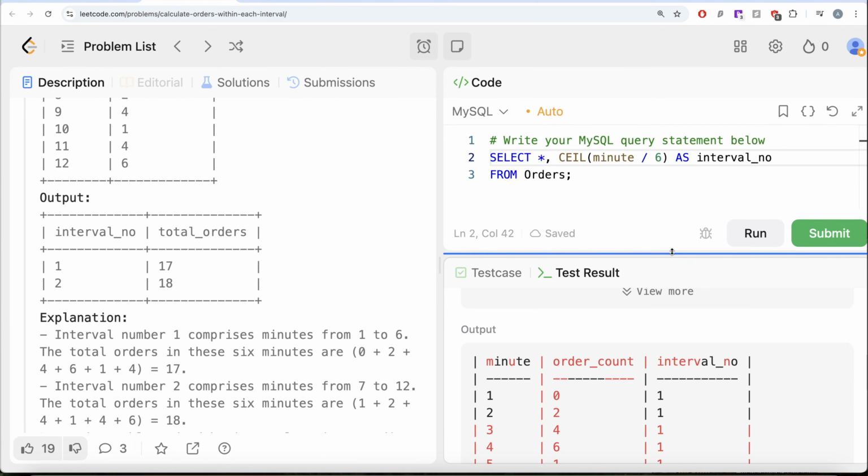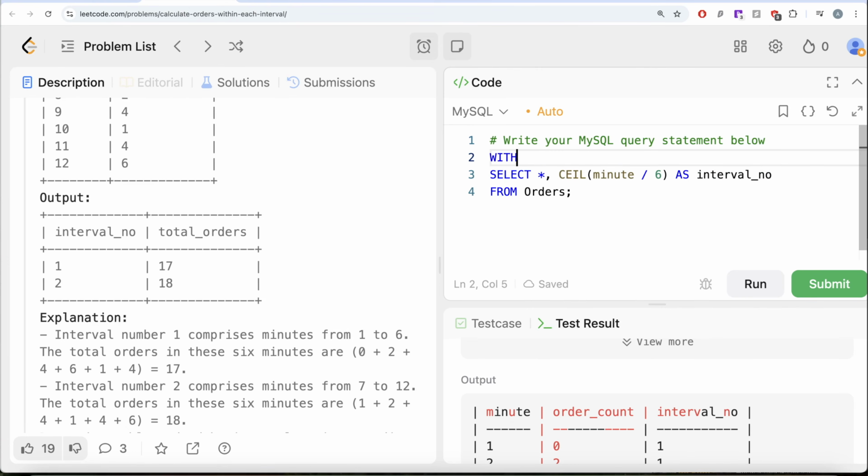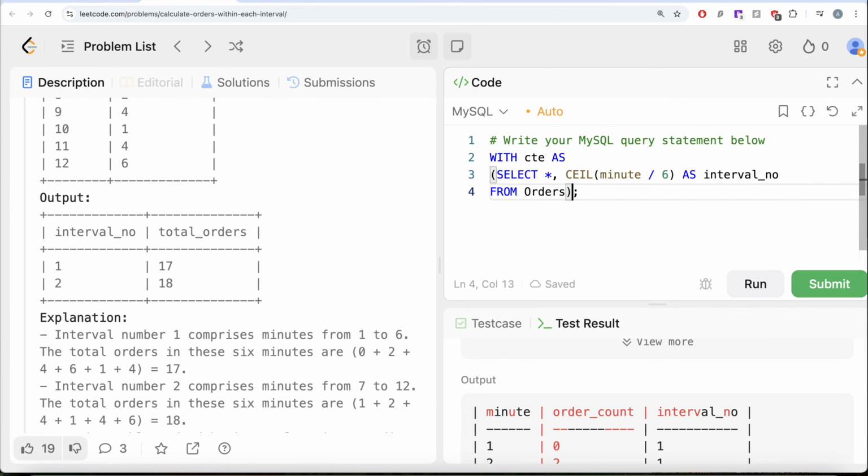The beauty of this way of doing this question is, if the question changes to, let's say, intervals of 5 minutes, 7 minutes, 10 minutes, all you need to do is change this value. So now once we have this, let's save this in a common table expression, with CTE as, this entire thing goes into parentheses, and we want the total orders in every interval.